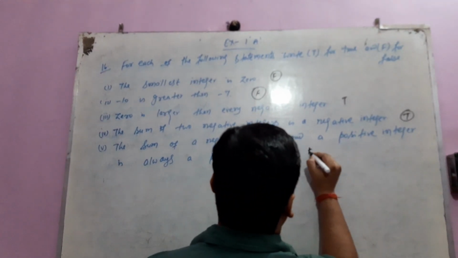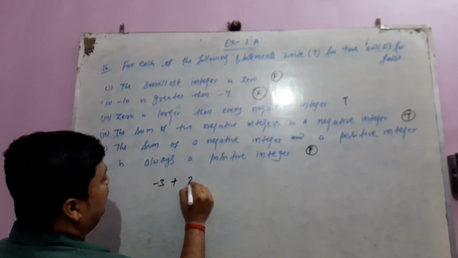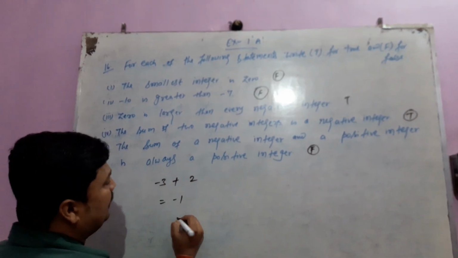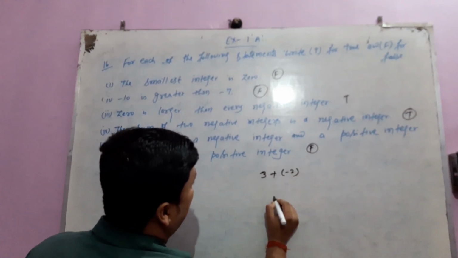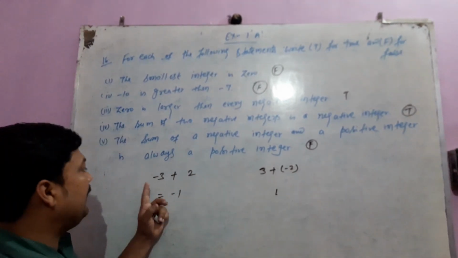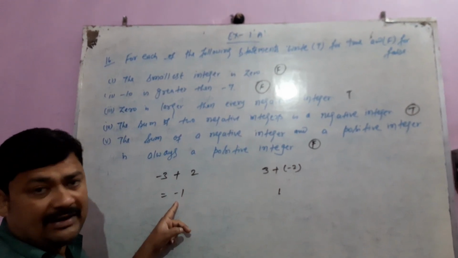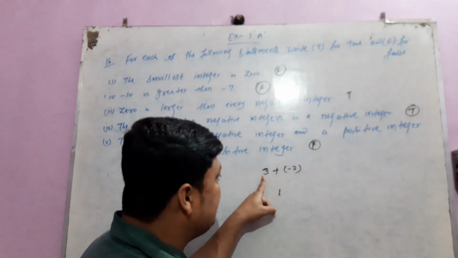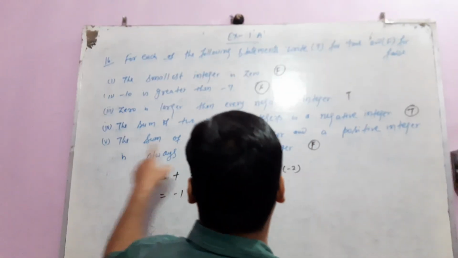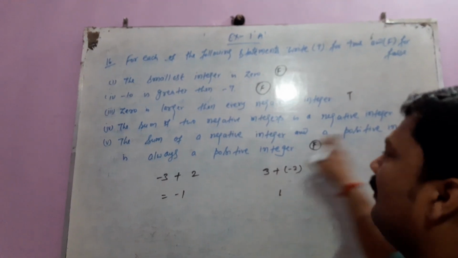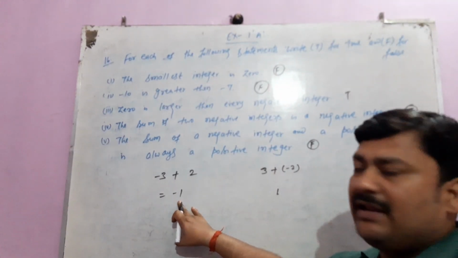No, it is also false because the sum of -3 and 2 will be -1, but the sum of 3 and -2 will be +1. So here the sum is a negative integer, but here the sum of a positive and negative integer is a positive integer. So in all cases, the sum of a negative integer and a positive integer will not always be a positive integer. In some cases, it can also be a negative integer.